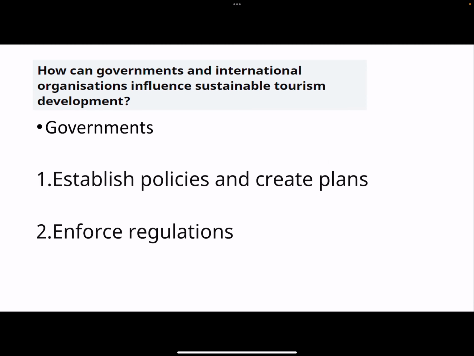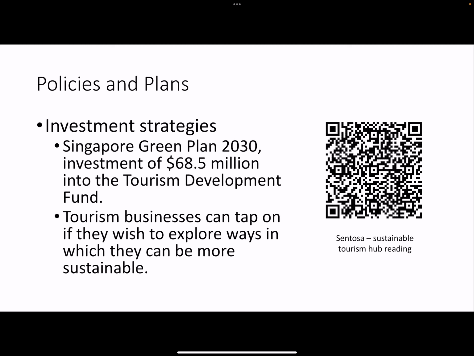So in terms of the government, what can the government do? There are two main things that the government can do. One is to deal with policies, and the other one is to deal with enforcement. Okay, so when you are looking at policies and plans, right, government has the ability to plan ahead, to put in place certain infrastructural development, certain focus areas of development, certain general directions that they want to develop tourism in.